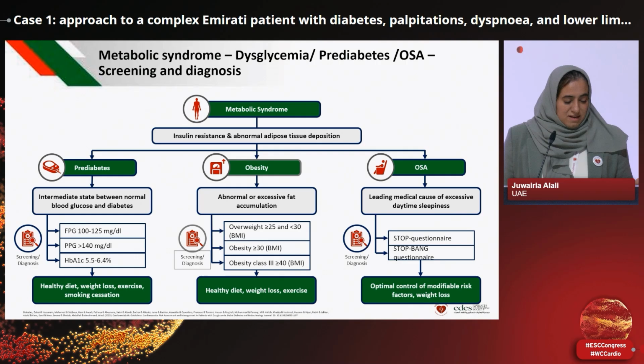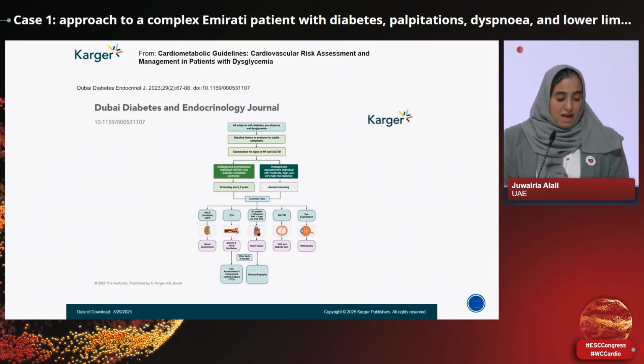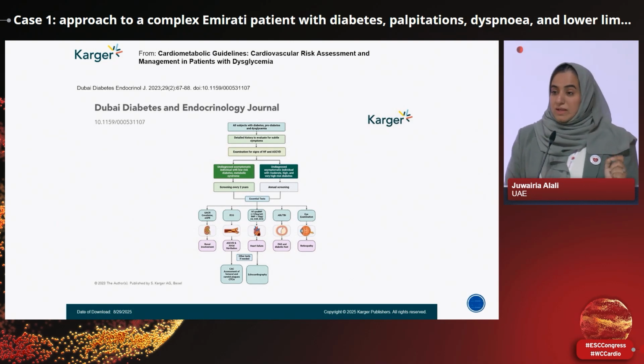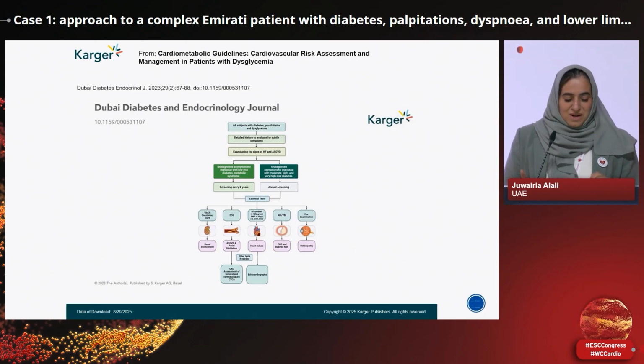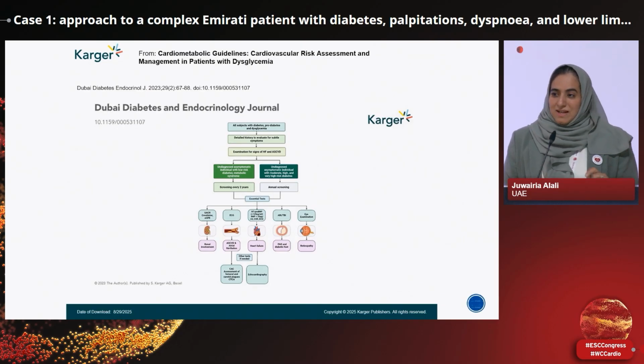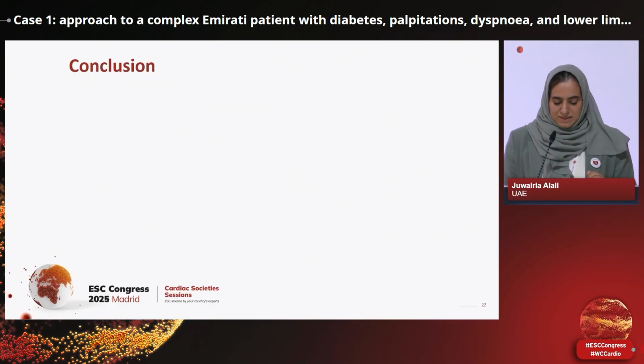It drives all these metabolic changes with insulin resistance and abnormal adipose tissue deposition that leads to the conditions of prediabetes and diabetes, obesity, and OSA, which leads to all these cardiovascular problems that we have in a younger population. And we have recommendations for annual screening and sometimes biannual screening according to the patient's risk. So I'm going to give the chance to Dr. Hani to talk to you a little bit more about how we do this risk stratification in a patient who did not develop coronary artery disease.